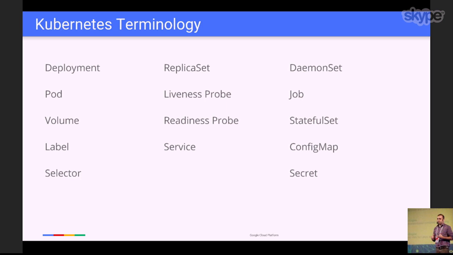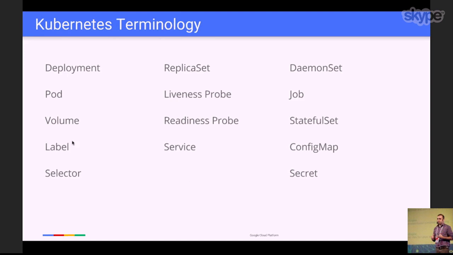When you look at Kubernetes, there's a lot of terminology around it. There are deployments, pods, volumes and labels, and daemon sets and stateful sets. It can be a little bit challenging at first because when you look at it, there's so much to know. But the good news is that you don't have to know everything right up front.